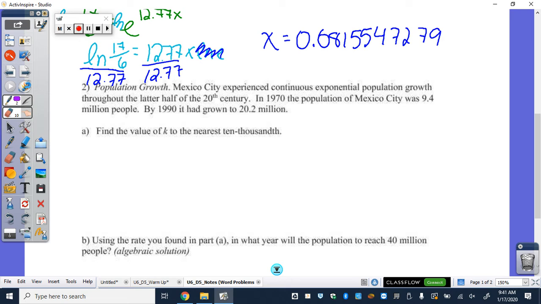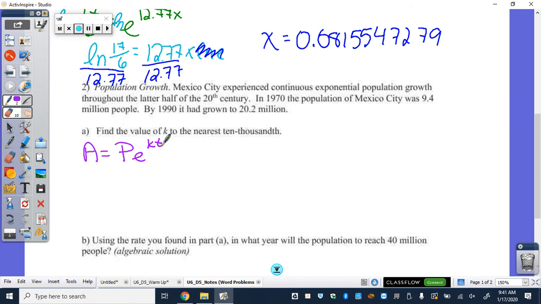Population growth. Mexico City experienced continuous exponential population growth throughout the later half of the 20th century. In 1970, the population of Mexico City was 9.4 million people. By 1990, it had grown to 20.2 million. So they first want us to find the value of k to the nearest 10,000. The k they're referring to is if we're using P times e to the kt. k is really your r. We're trying to find our rate here.